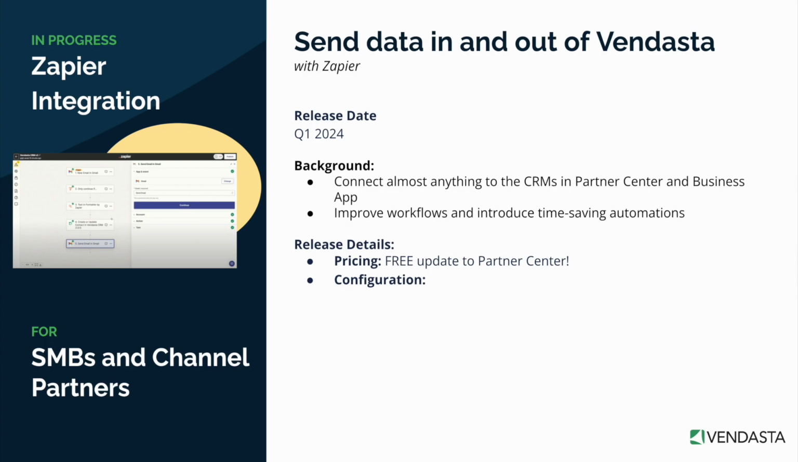If you attended Vendasta Connect a couple weeks ago, you'll have heard that you'll soon be able to send data in and out of Vendasta with Zapier to make ideal workflows for you and your customers. With Vendasta's new Zapier app, you can connect almost anything to the CRMs in both Partner Center and Business App, opening up a world of possibilities for workflow improvements and automations for both you and your clients. You can expect this in Q1 of 2024. Here's the latest demo from Kaz.